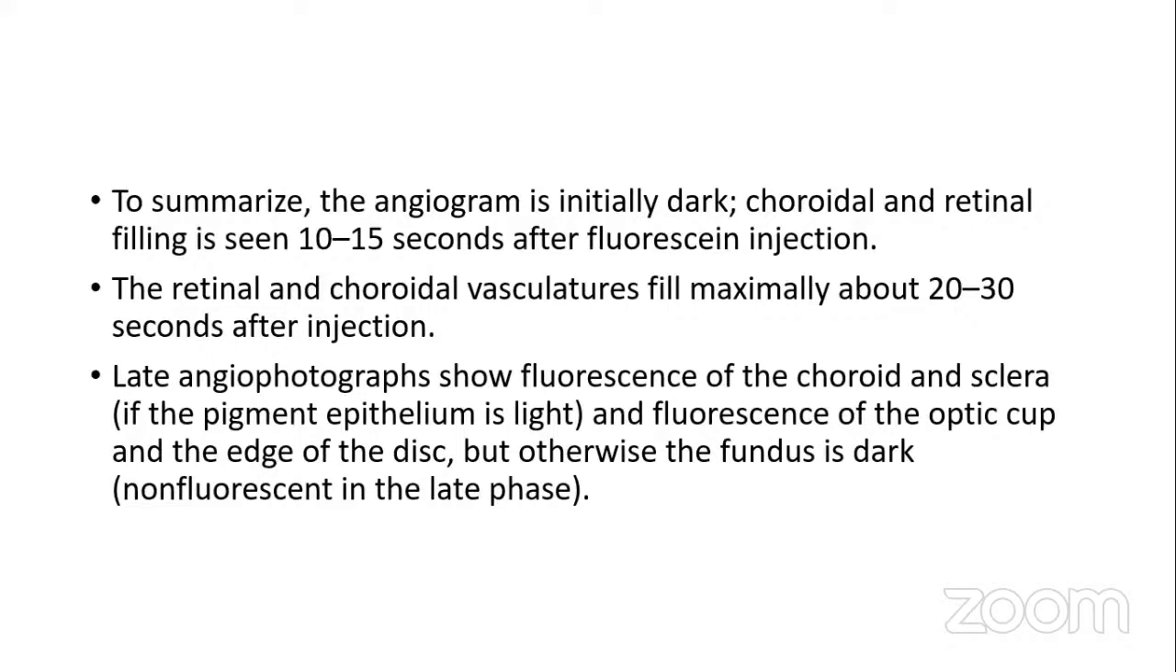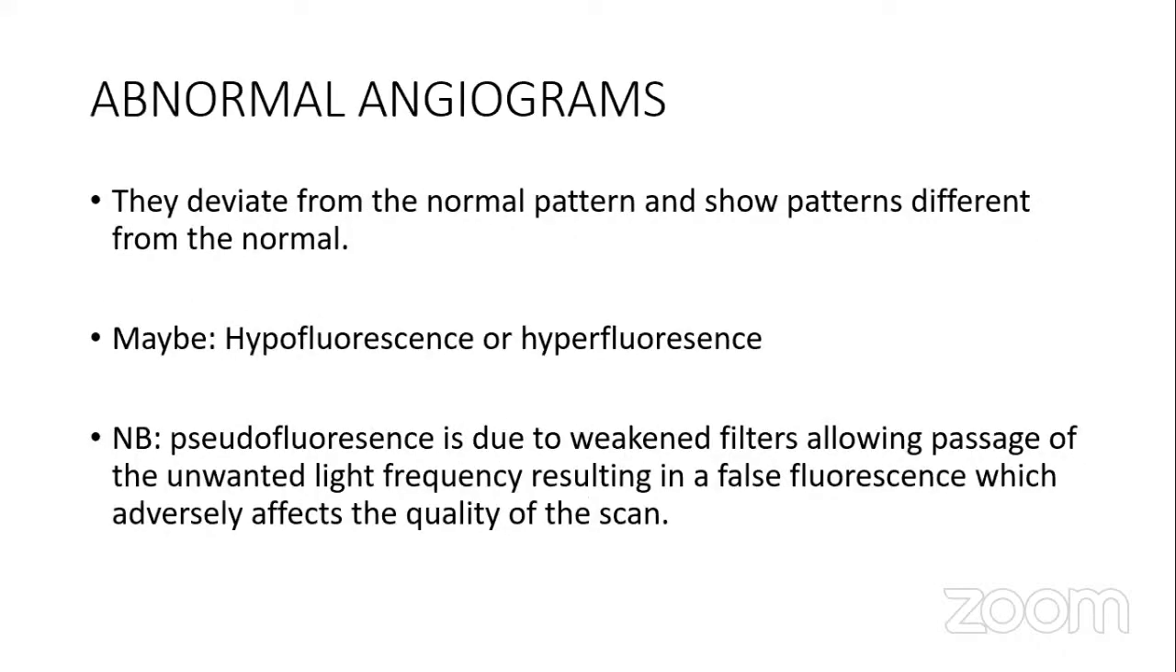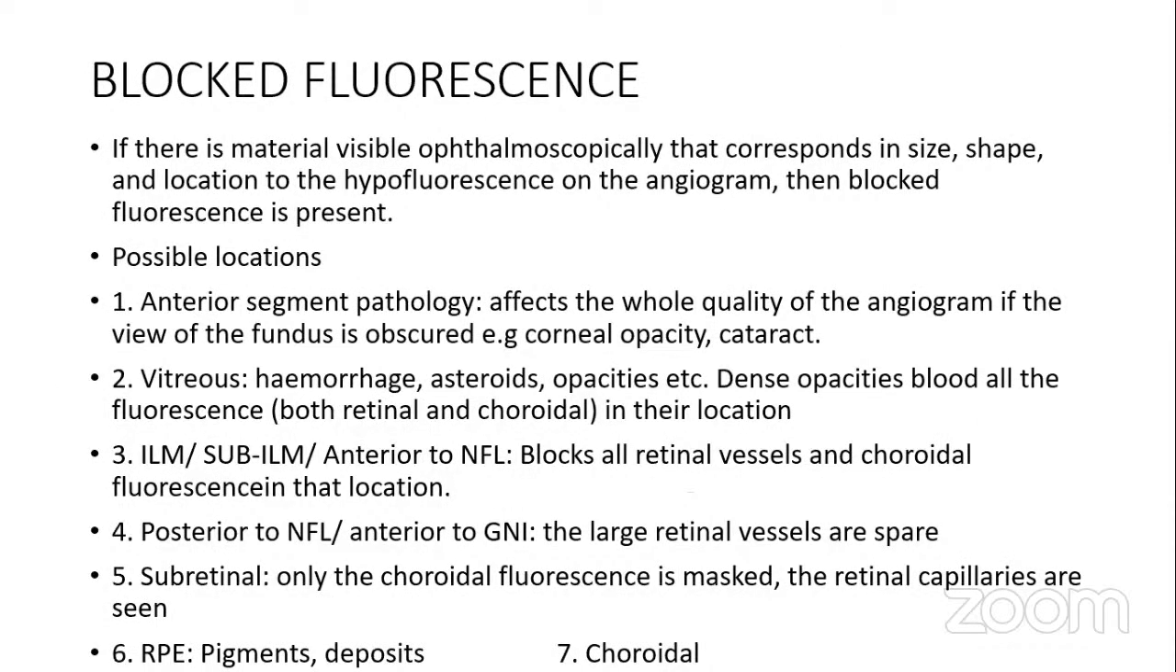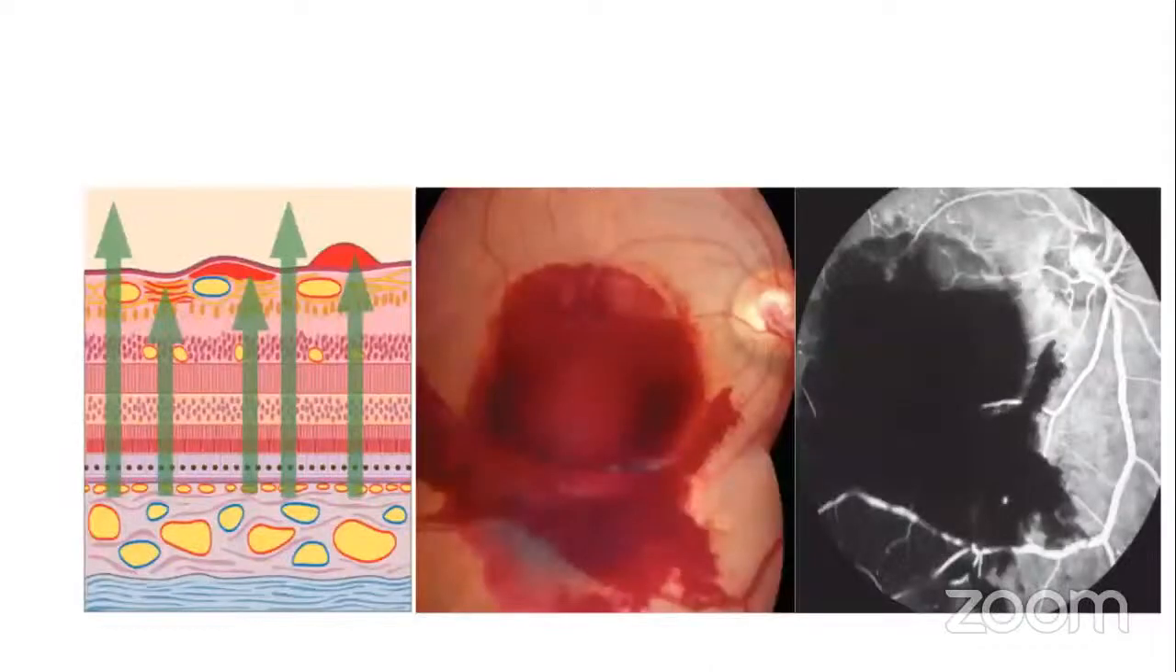So things like leaks, stainings, pooling of dye, these are in the late phase when you expect that the dye should have exited the retinal circulation. If they are still there, then you know that something abnormal has happened. So we talked about the hypo and the hyper. We've discussed the hypo. So I'm going to skip this and move to the hyper.